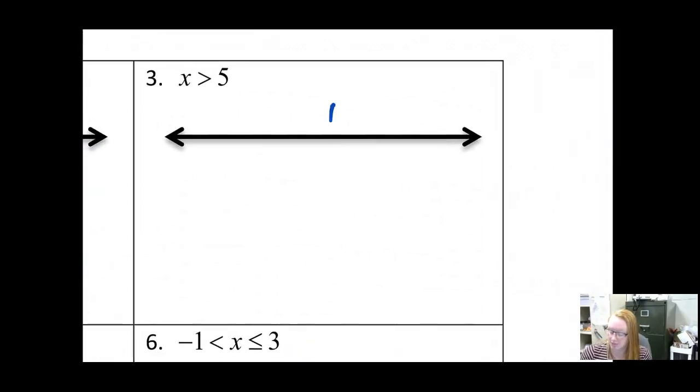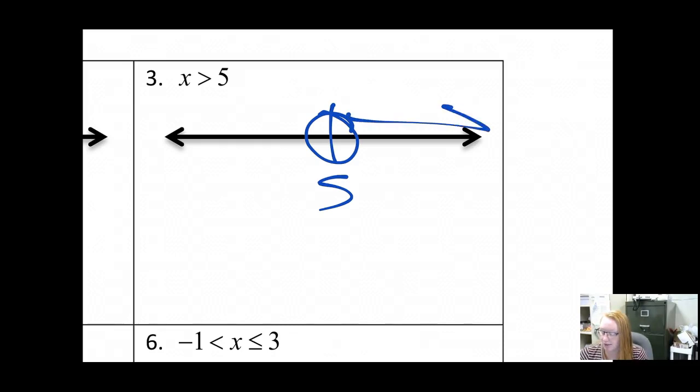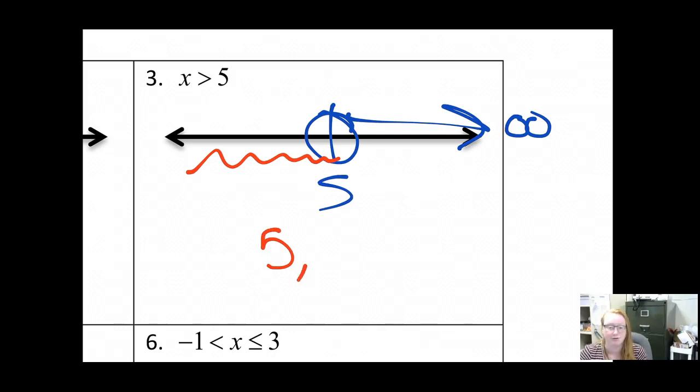So I'm going to cheat my way. I'm going to put just a 5 there. And I'm going to draw a circle around the 5. That's my dot. I keep it open. The reason why I keep it open is because there's no equal sign. It points all the way towards positive infinity. And so as I read from left to right, I see the 5 first. So I'm going to write the 5 first this time. And then I see the infinity.